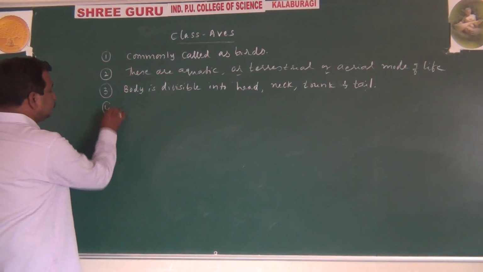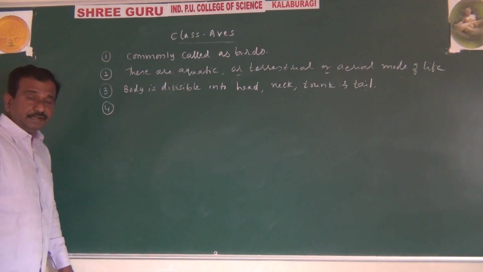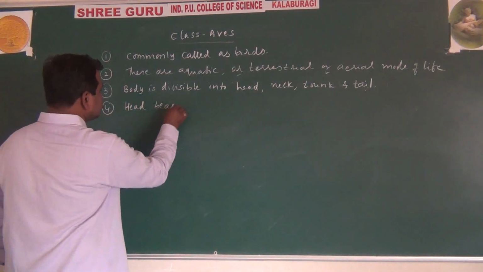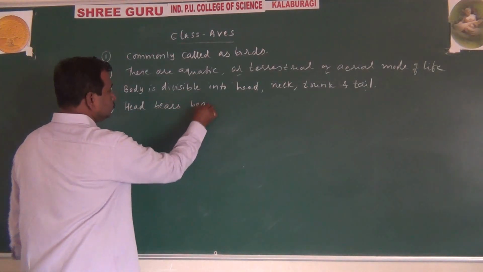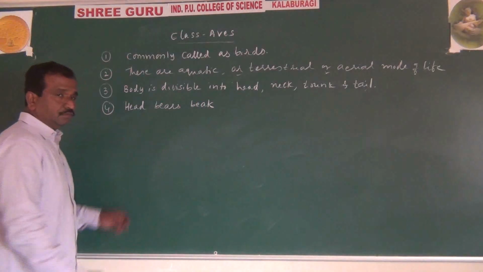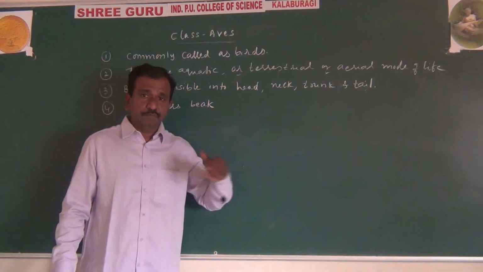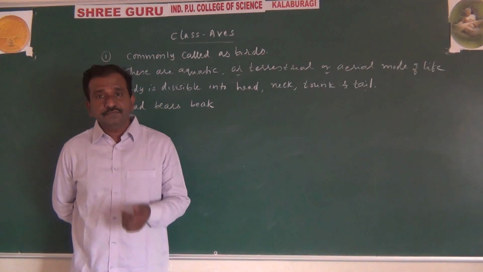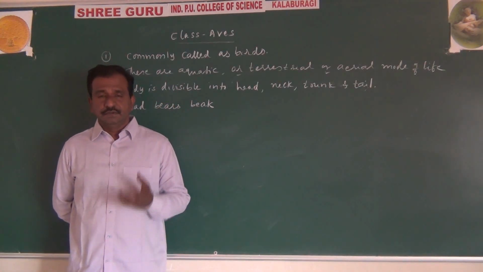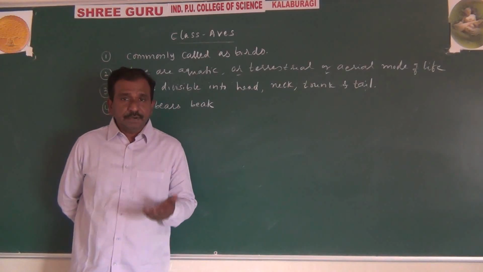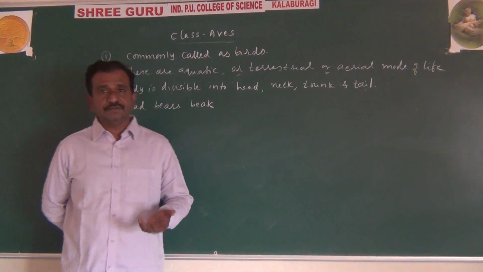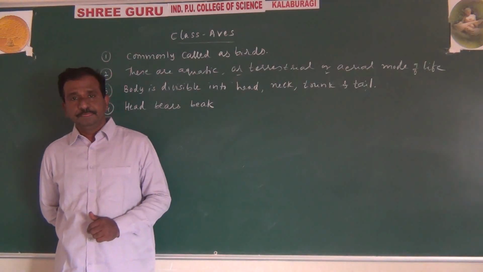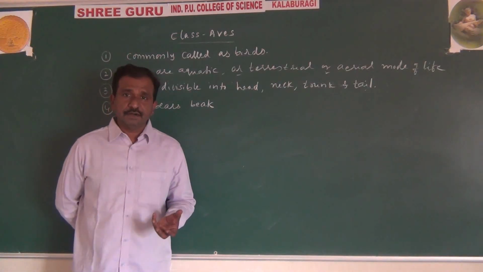Next, the fourth character. First we have to complete the head characters. The head bears a beak. What is the importance of the beak? The beak is mainly meant for collection of food material. There are different types of beaks, depending on the food habit. Different birds have different kinds of beaks, according to whichever food they collect.